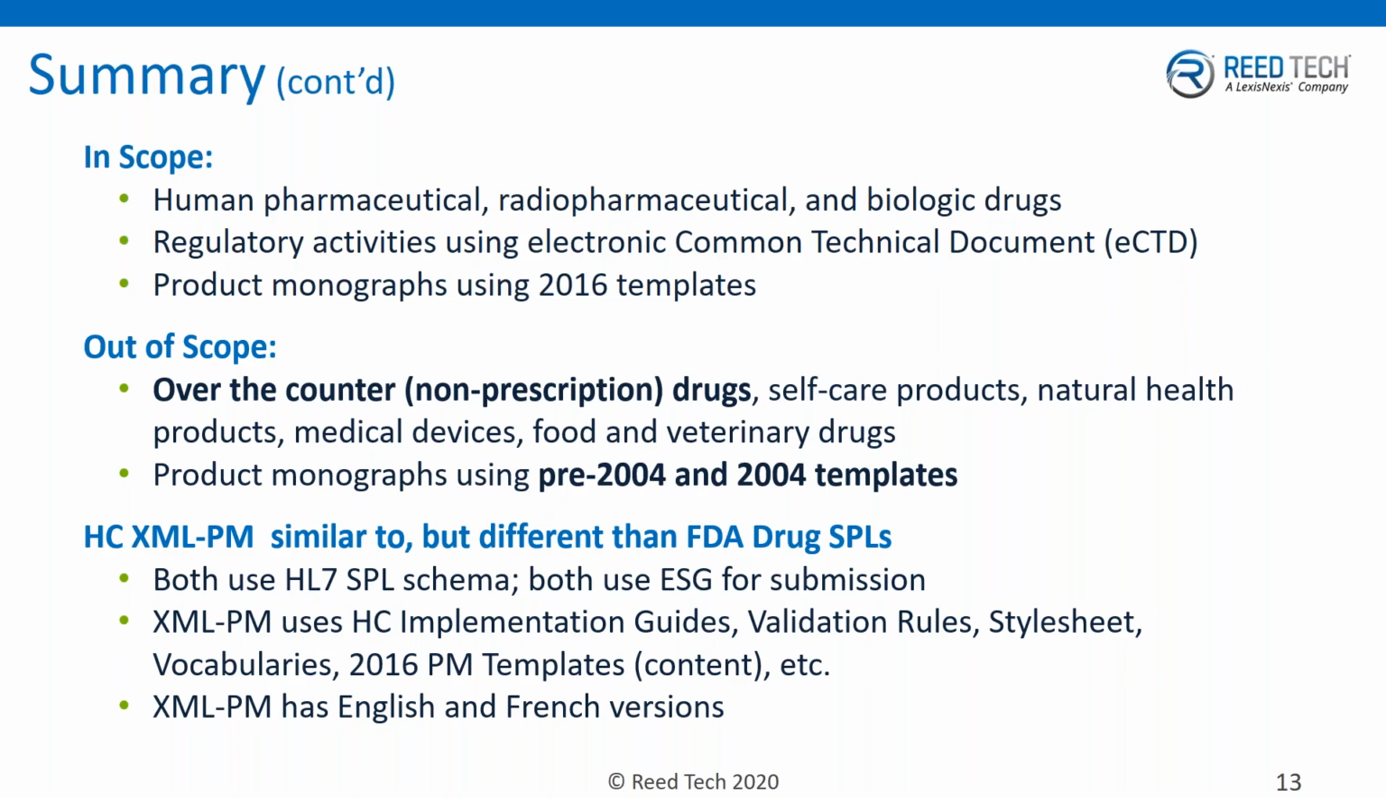And Health Canada looked very closely at the FDA as a guideline, but they did not copy the implementation that FDA has. So one of the early questions that we get a lot is, can I use my FDA SPL for my Health Canada? And the answer is no.